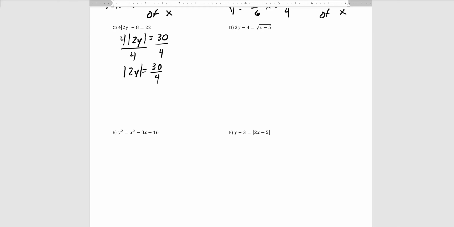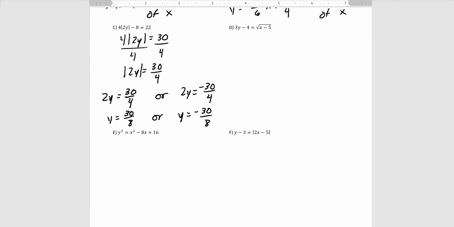Now remember, when we're doing absolute value, we then split this equation into 2, because absolute value is the number's distance from 0, so that means it could be positive 30 over 4 or negative 30 over 4. So we'll say 2y equals 30 over 4, or 2y equals negative 30 over 4. And then when I divide by 2, I'd get y equals 30 over 8, or y equals negative 30 over 8. Well, think about that.